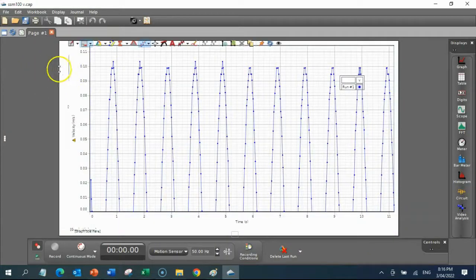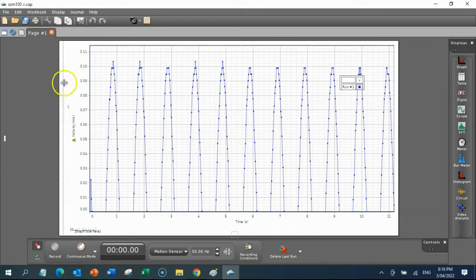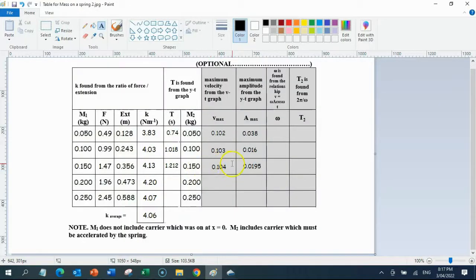Our next task is to get maximum velocity. So again, here we've got a stretched out version of the graphs. And if I go up here and have a look at that particular value, I could suggest it's 0.10, perhaps 4. So we'll put that in our table. So there's our figure of 0.104.